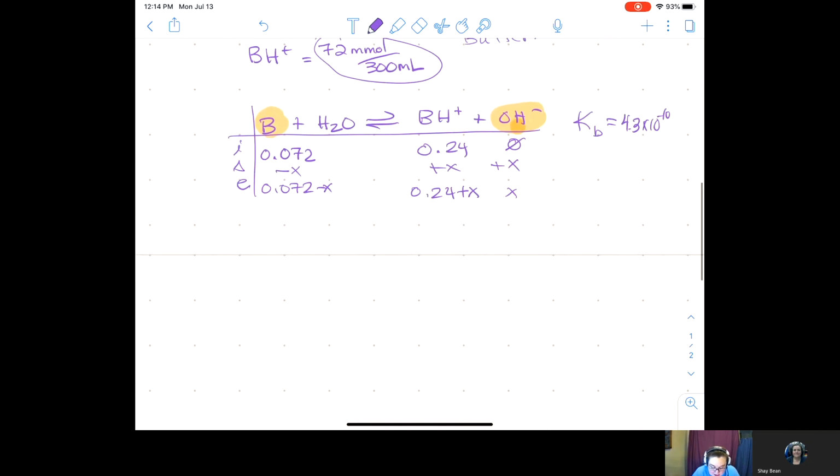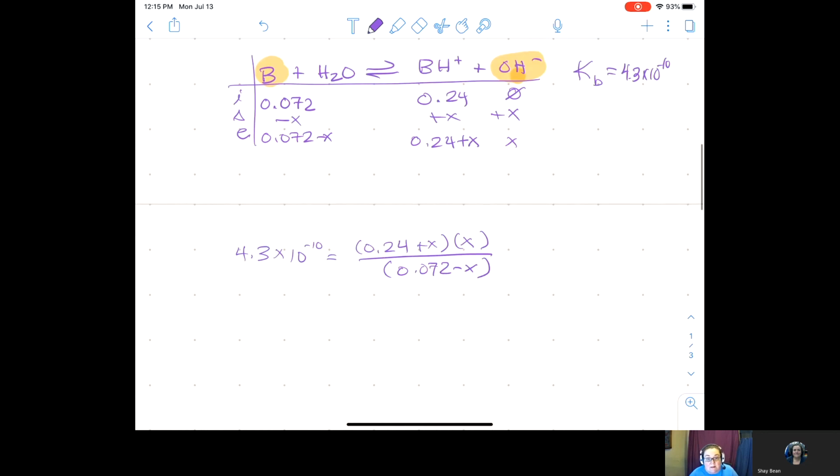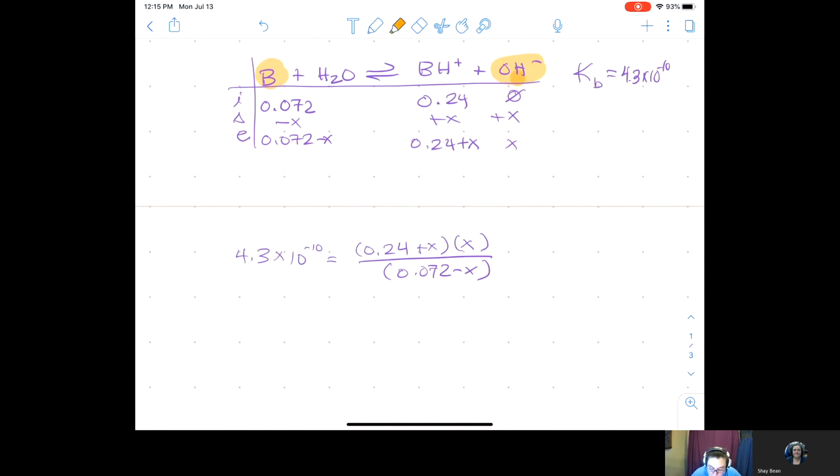And now I'm ready to plug into my equation. 4.3 times 10 to the minus 10 is equal to 0.24 plus x times x. Actually, I think I would need to move this down. That might be cut off on the handout. Divided by 0.072 minus x. I'll use the approximation method. I will approximate that this plus x and that minus x are very, very small. This almost always works on buffer problems. So my math becomes very simple. And I will solve for x.